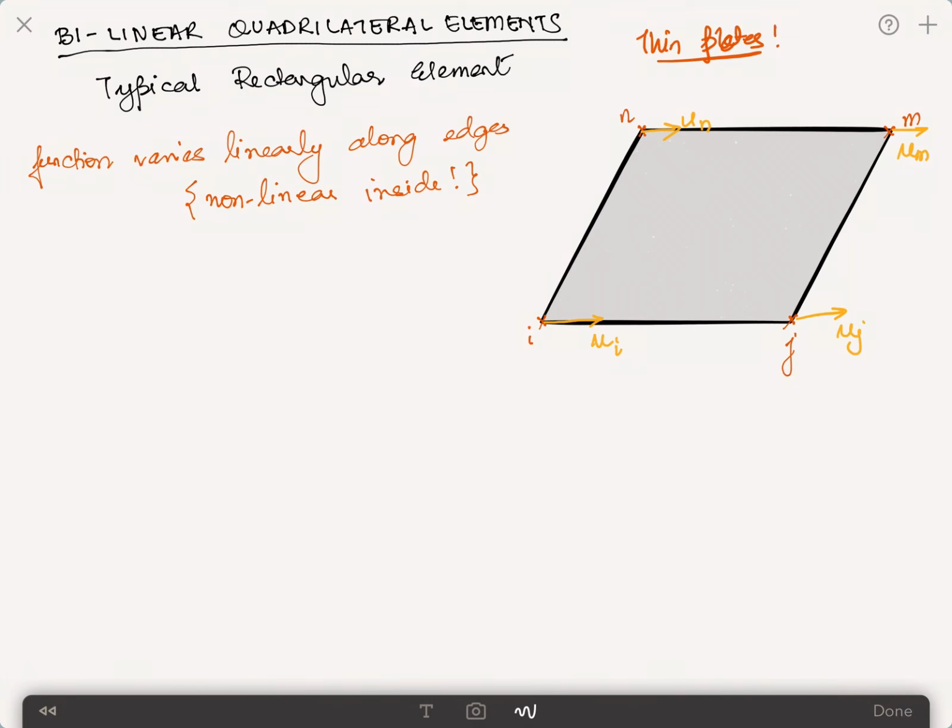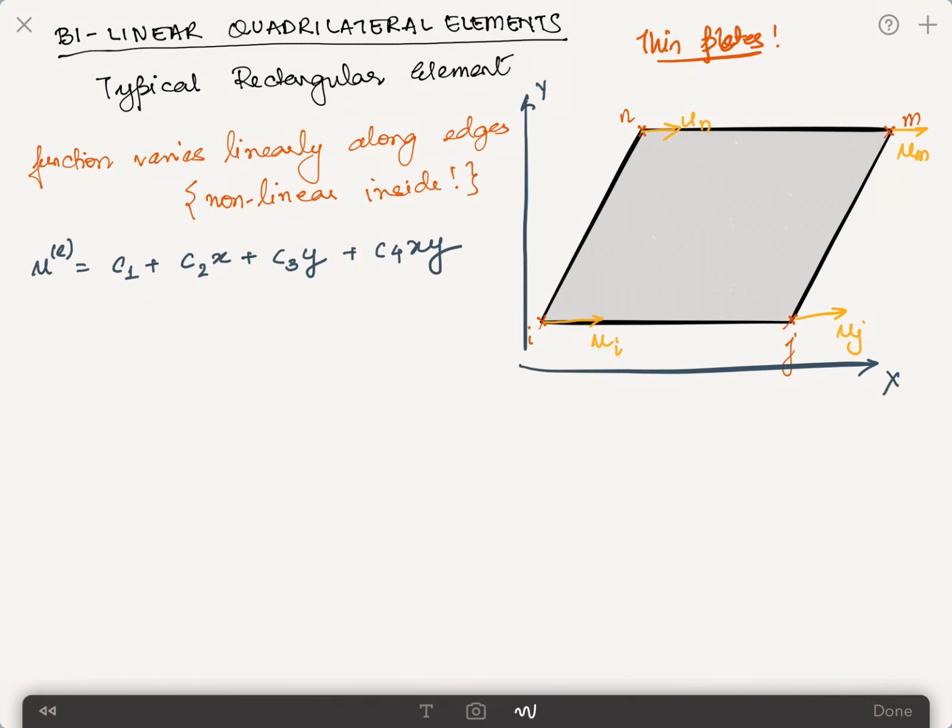So if I say that I have an unknown behavior ue belonging to the element, we can approximate the distribution of this behavior across the rectangular element by means of a linearly varying function, where you would have 4 unknowns, therefore 4 constants that need to be found out. So I will have a function c1 plus c2x plus c3y plus c4xy. So this is of course a linear function along the edges.